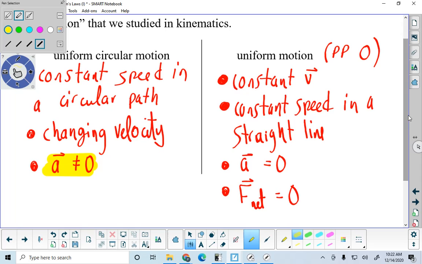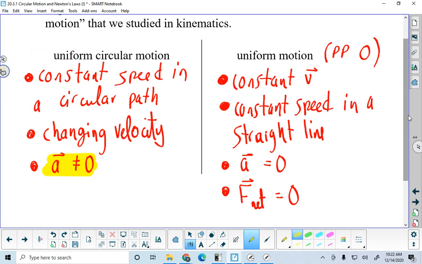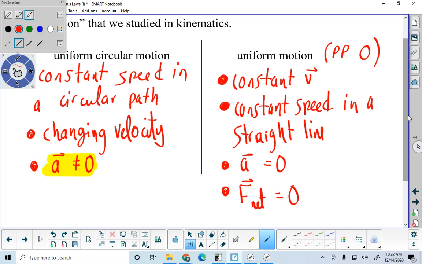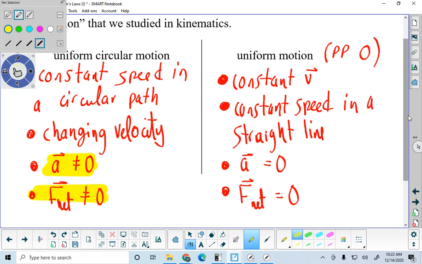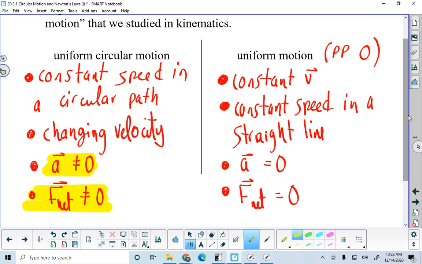What does not equal to 0 mean? It means there is an acceleration. The acceleration has some value to it. And what that means as well is that the net force is also not equal to 0. And I will tell you right now, that net force that I just wrote down that's not equal to 0, that's the circular force towards the center. That's that force that we drew in the diagram.